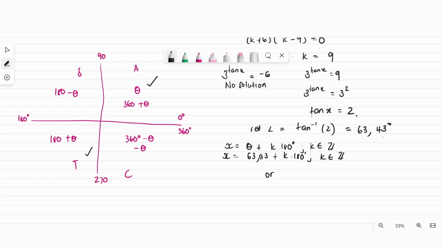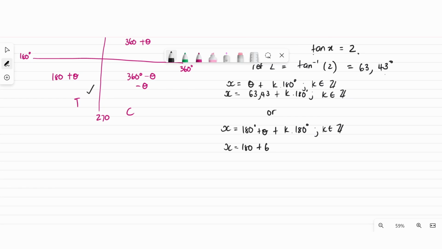Or we know that it's positive in the first and third quadrant. So for the third quadrant, x is equal to 180 degrees plus theta plus k times 180 degrees, where k is an element of integers. But we know that theta is 63,43, so x is equal to 180 degrees plus 63,43 plus k times 180 degrees, where k is an element of integers. When we simplify this, our answer is going to be 243,43 plus k times 180 degrees, where k is an element of integers.